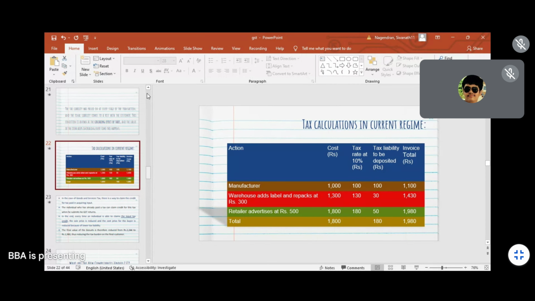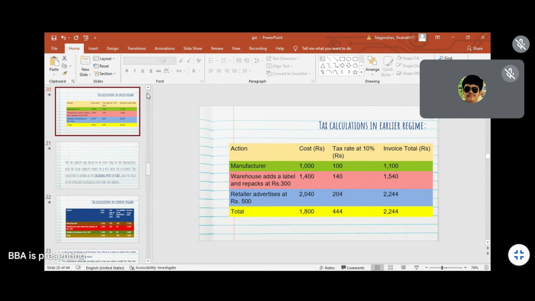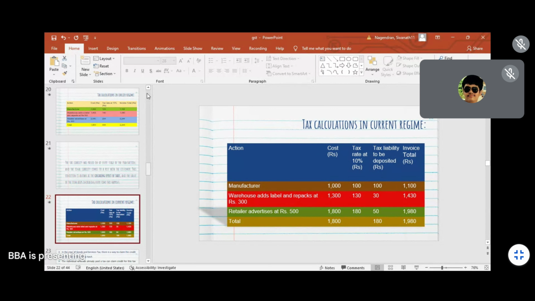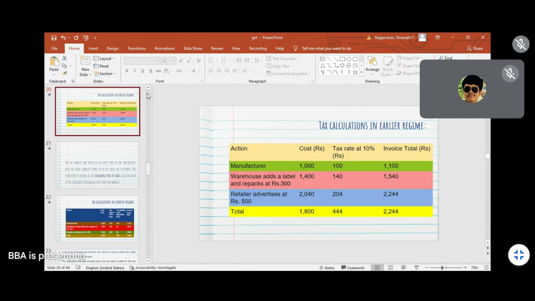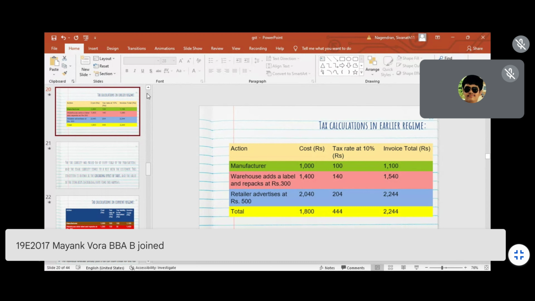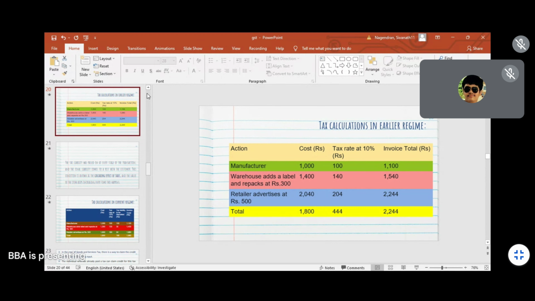இங்க cost of the product same தான். Finally the cost of the product is 1800, 1000 plus 300 plus 500 is 1800, but the tax is only 180, it is not 444 as like here. So now when a customer buys this product he only needs to pay 1980, not 2244. Is it clear? Yes, ma'am. So this is the difference between the old tax method and the current GST method.